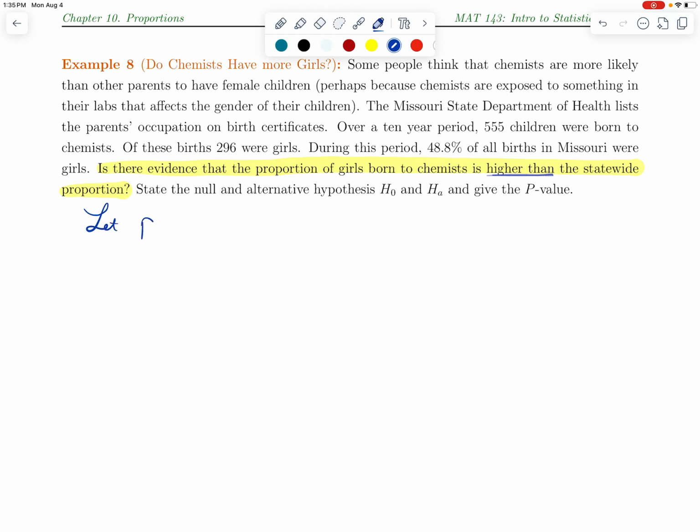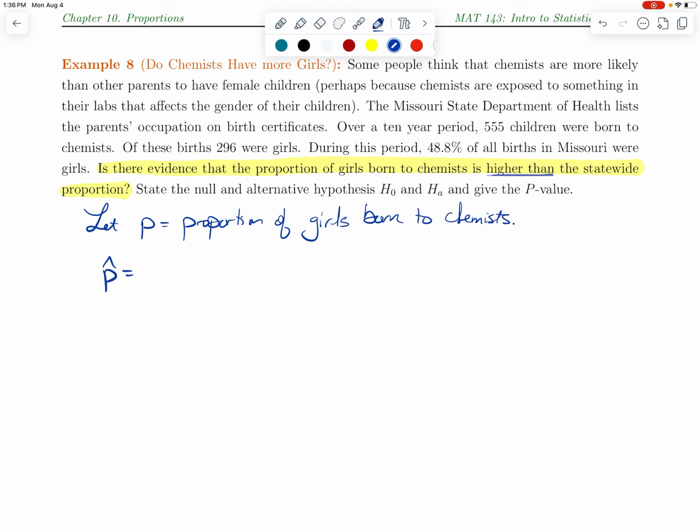So we're going to let P be the proportion of girls born to chemists. That's the unknown proportion that we're interested in. And I'm going to begin by computing P hat.